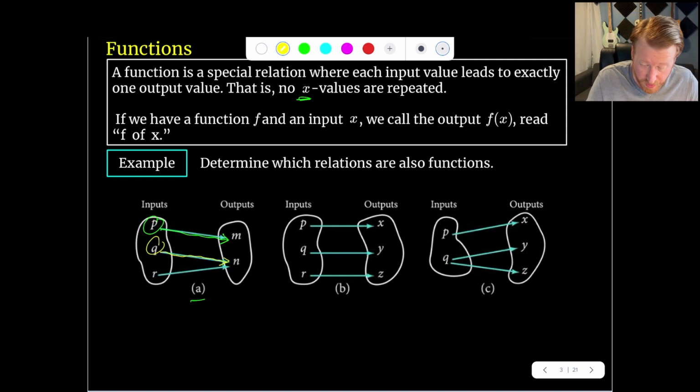So we're okay there. And then we've got R here, also going to N. It is also just going to exactly one output. The fact that Q and R are going to the same output is totally fine. This is totally a function.